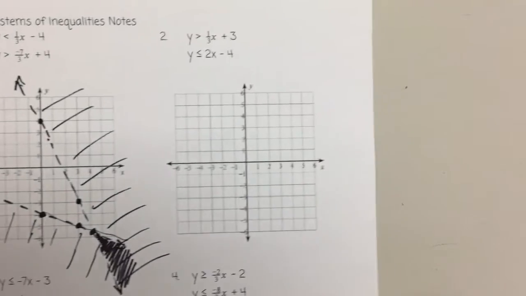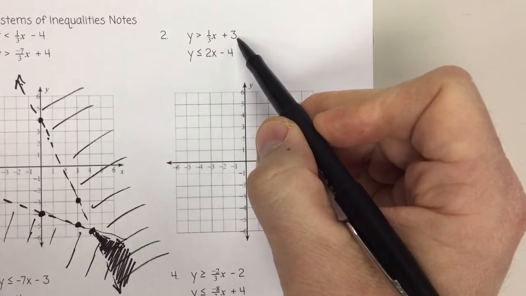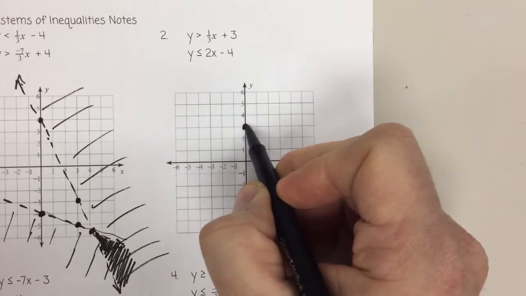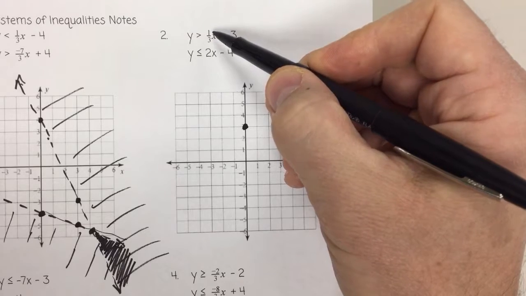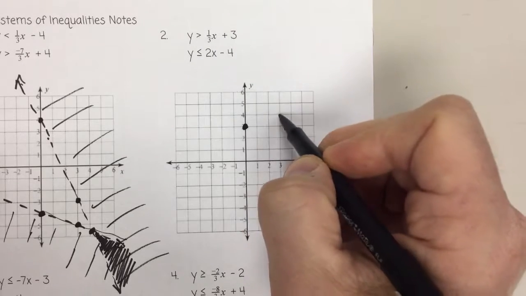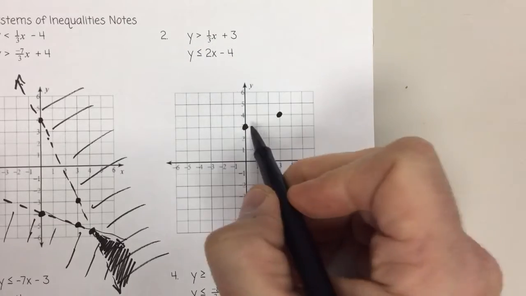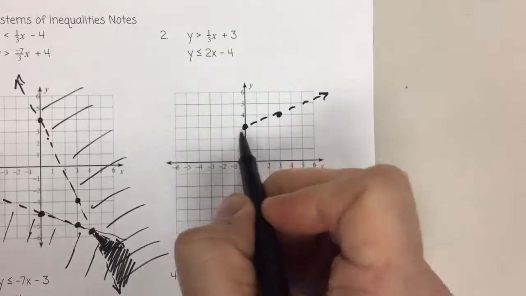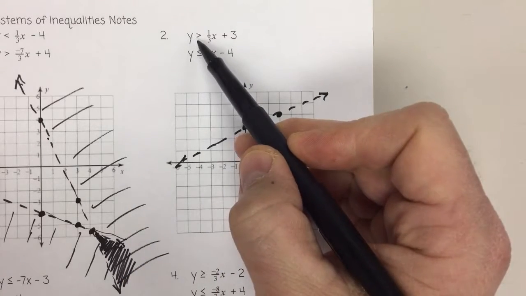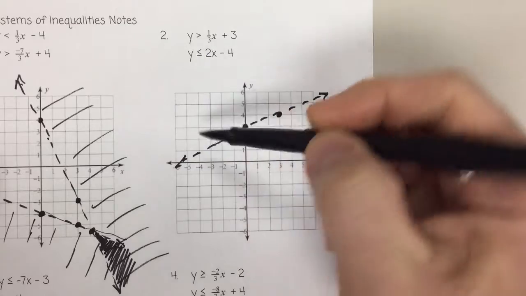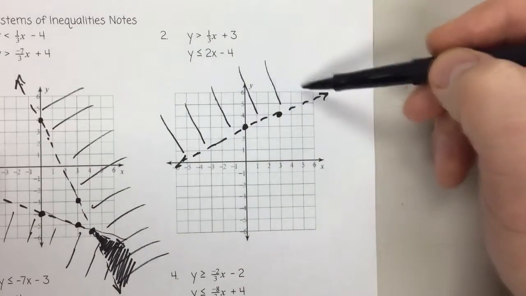Let's do the second example. You start graphing the first line at +3. The slope is 1 over 3, so I'm going to go up 1 over 3. No equal sign, so this is a dashed line. And it's greater than, so I'm going to shade above that line. Remember, just do it lightly.